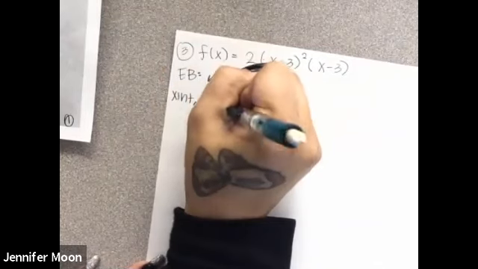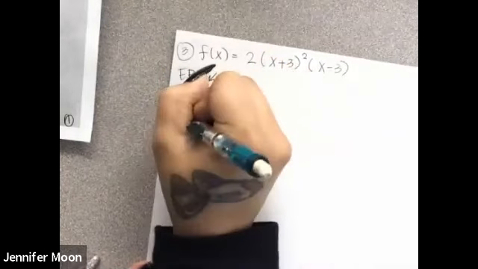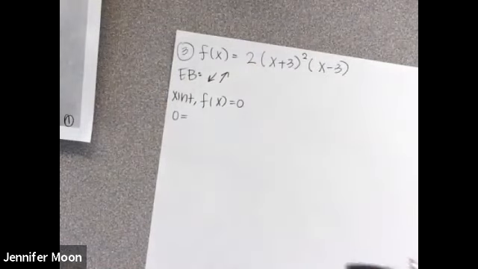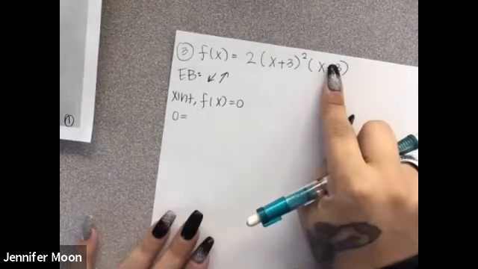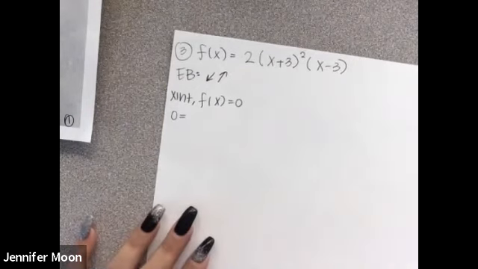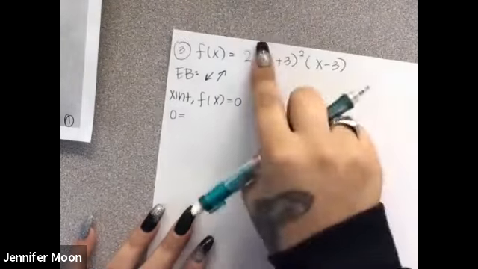X-intercept is f of x equals 0. So that means set your function equal to 0. This is all factors. There's not a +5 on the end. There's not a -3. There's not any other operation. That's all multiplication.